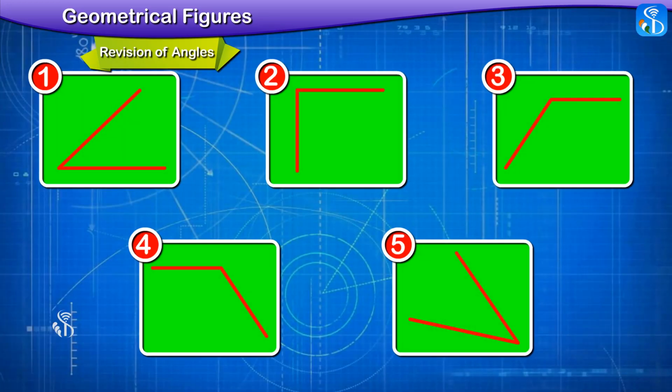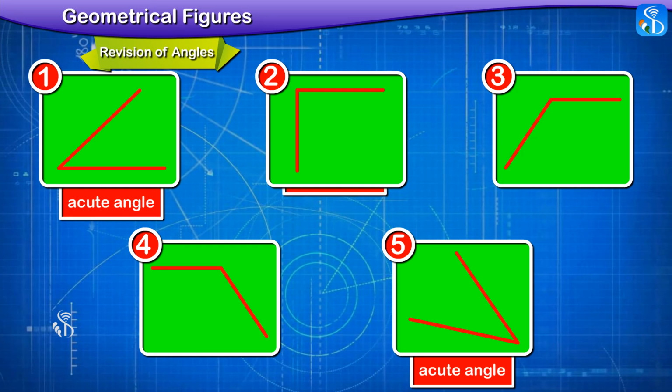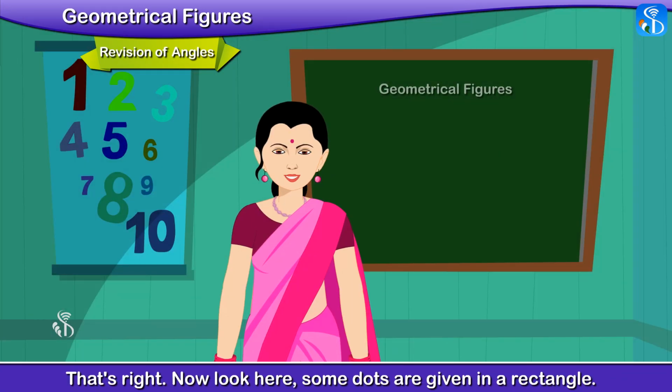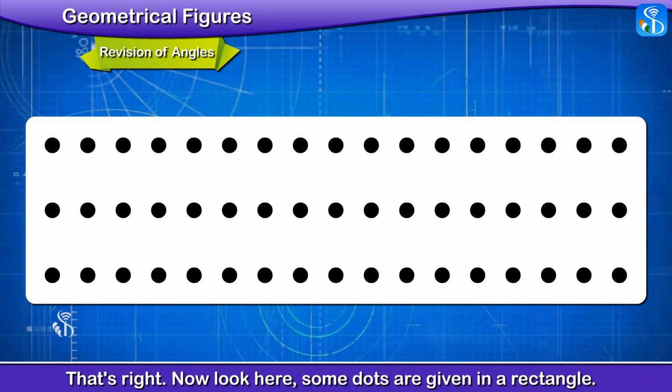Madam, figure number 1 and number 5 represent acute angles. Figure number 2 is a right angle. Figure number 3 and 4 are obtuse angles. That's right. Now look here, some dots are given in a rectangle.